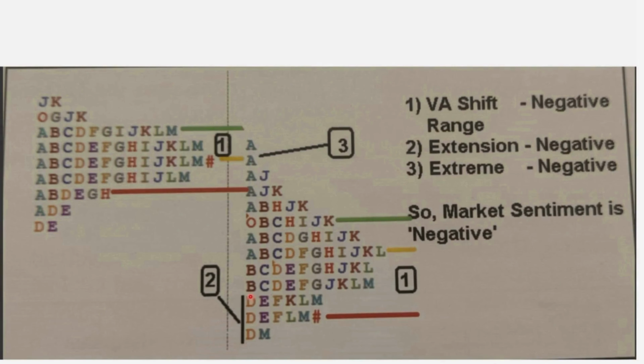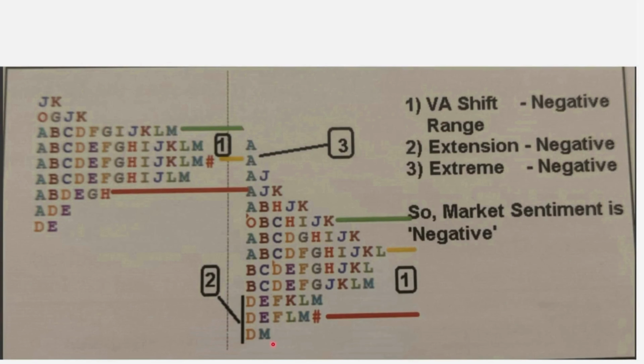And finally, if you look into the extreme, which is number 3, if there are single prints or selling tails at the higher end of the profile, it signifies selling pressure and a negative sentiment, whereas if it is on the buying side, then it is a positive sentiment, buying pressure, which is not present in this particular profile.